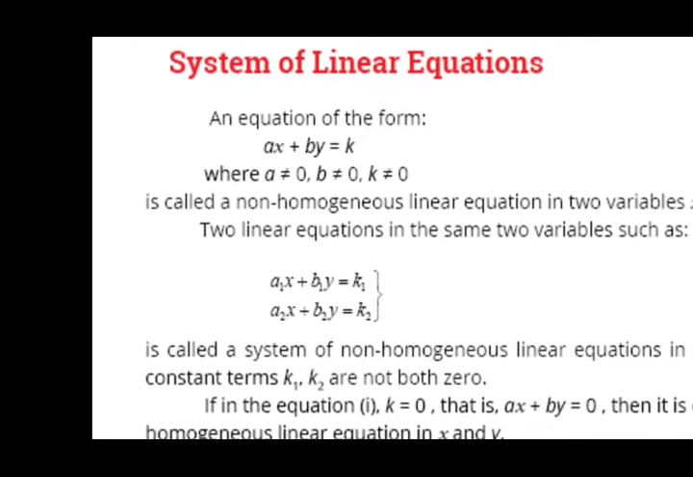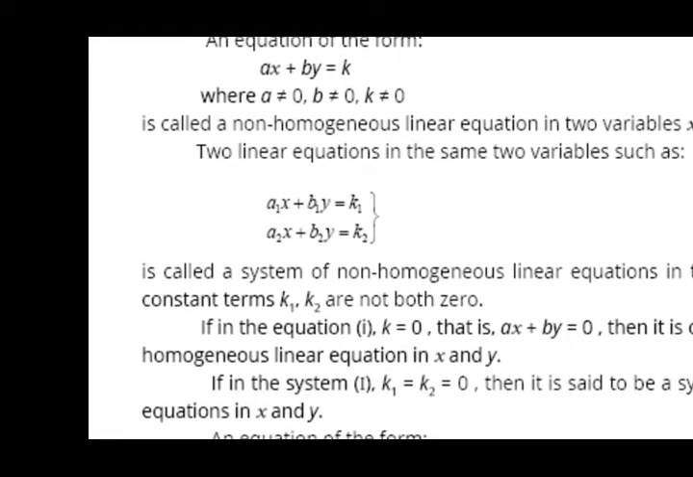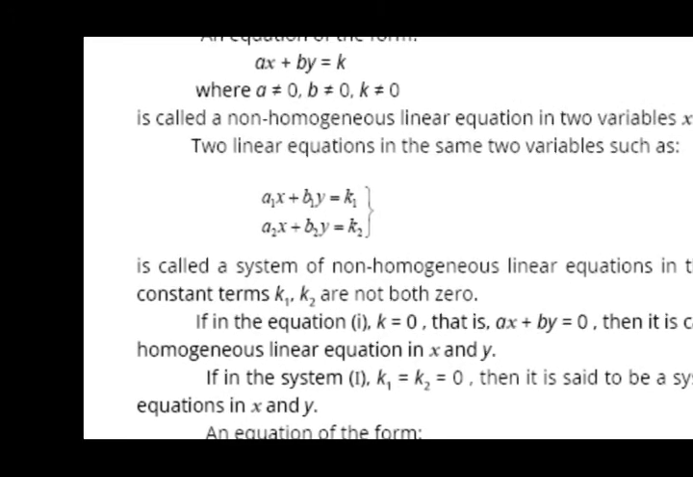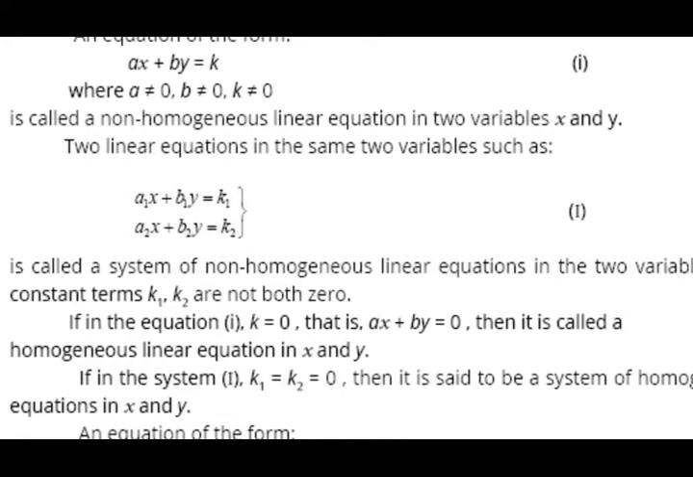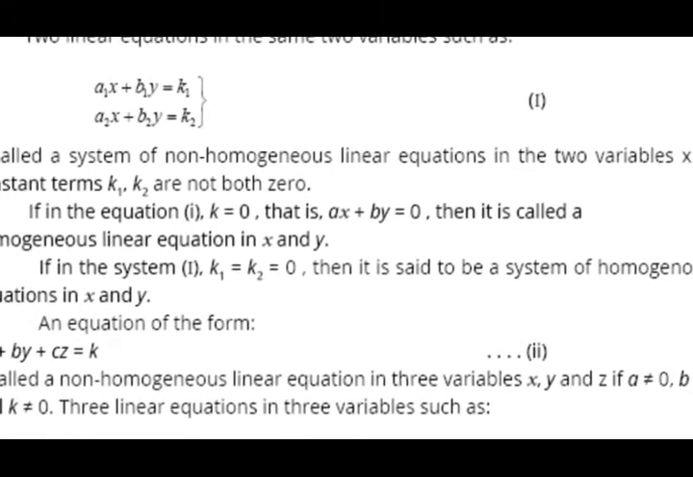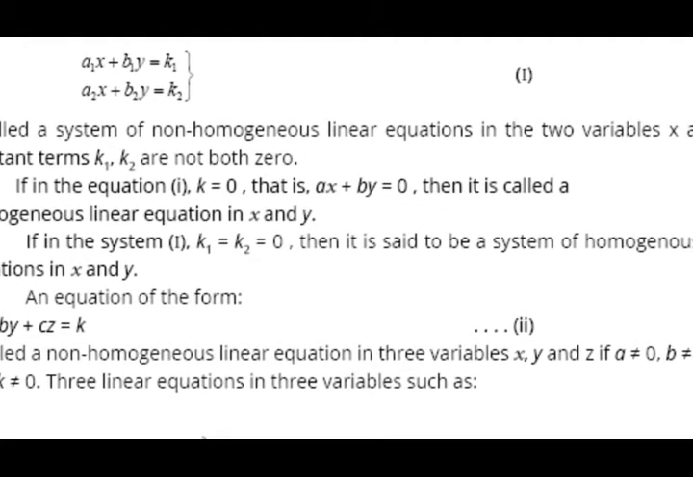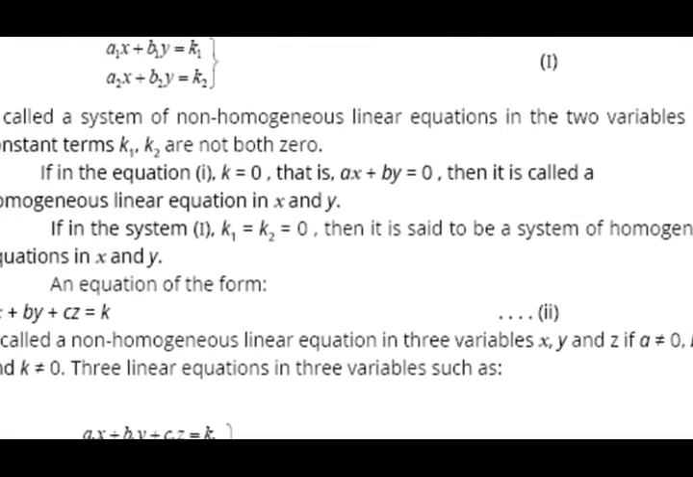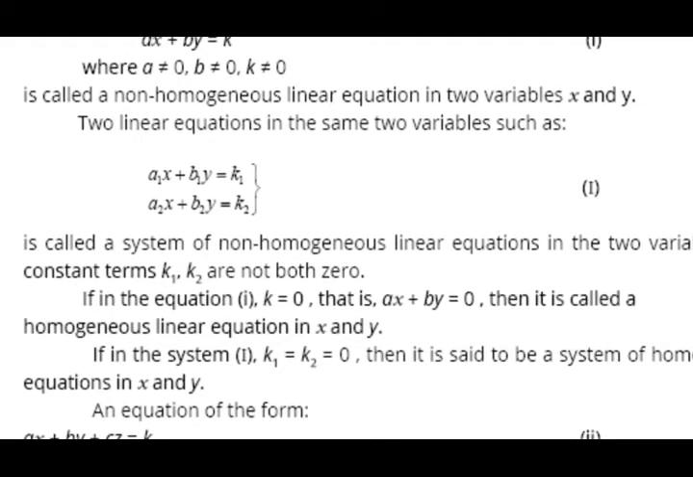System of linear equations. An equation of the form ax plus by is equal to k is called a non-homogeneous linear equation in two variables x and y. Two linear equations in the same two variables are a system of non-homogeneous linear equations in the two variables x and y, where a and b are constants and k1 and k2 are not both 0.